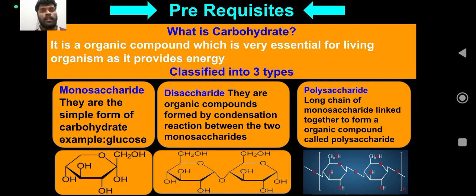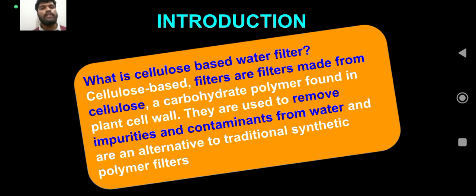Let us see the third classification, and it's the most important one, which we focus on in the further slides. Polysaccharide is a long chain of monosaccharides linked together to form an organic compound called polysaccharide. The example I have given is glucose molecules which are repeated n times to form a polysaccharide called cellulose. And this is the structure of the cellulose, and we'll study more detail about cellulose in the upcoming slides.